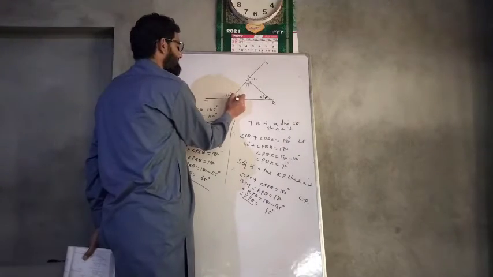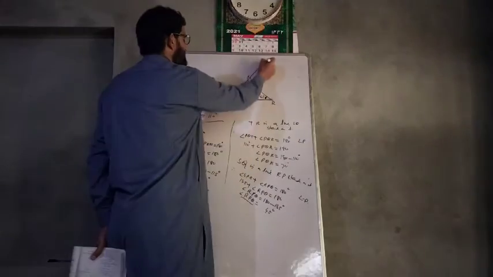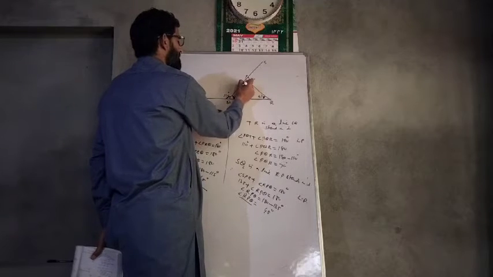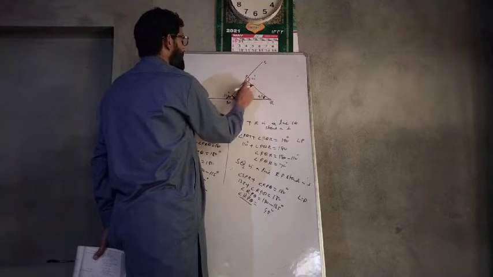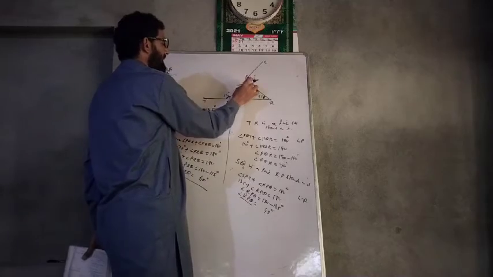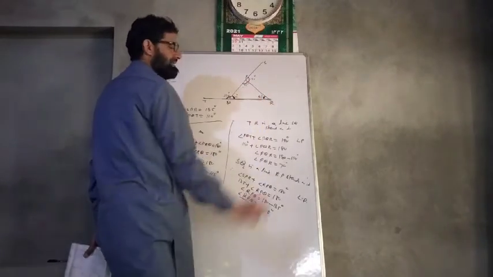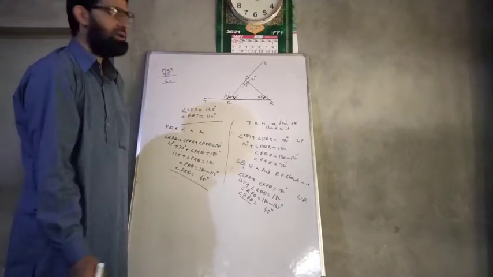Obviously, this is 70. Similarly, this SQ is a line, RP stands on it. This plus this is equal to 180. But this was 135, so this is obviously 45. Now PQR is a triangle. This angle plus this angle plus this angle is equal to 180 by angle sum property.